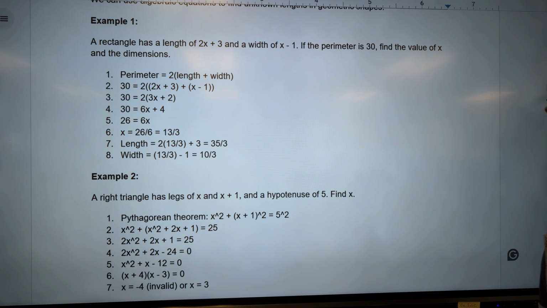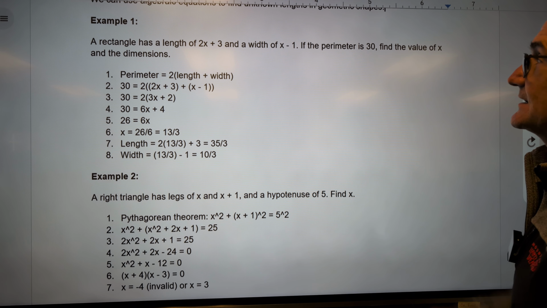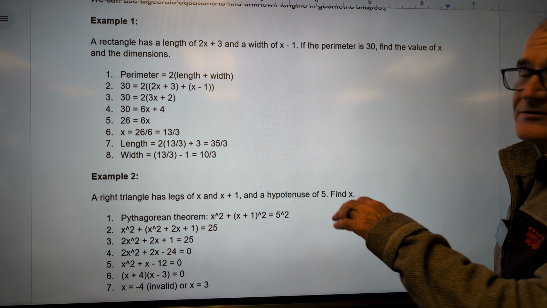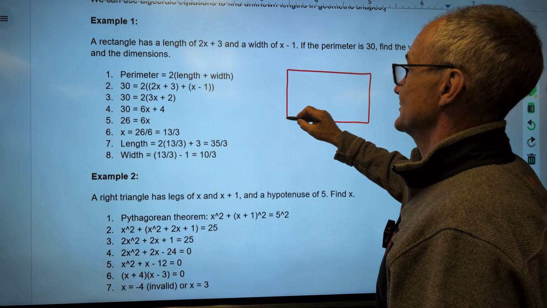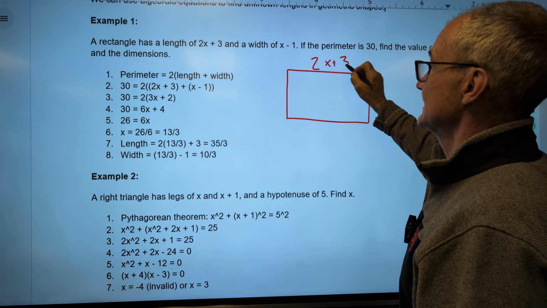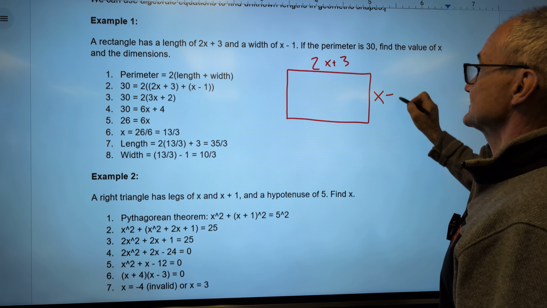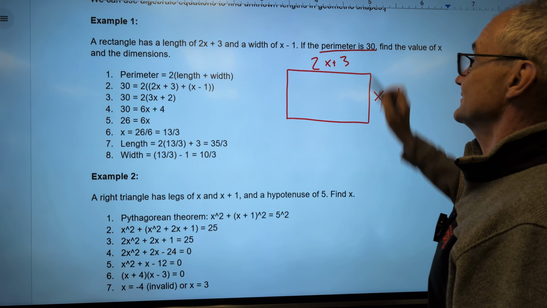A rectangle has a length of 2x plus 3 and a width of x minus 1. My first strategy is to take that sentence and convert it into a picture. So it has a length of 2x plus 3 and a width of x minus 1. The perimeter is 30. So that's telling you the equation is equal to 30. Find the value of x and the dimensions. So there are actually two problems here.